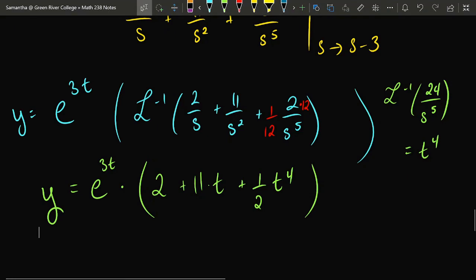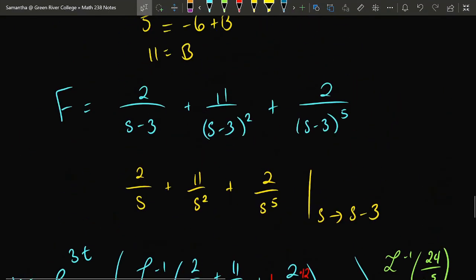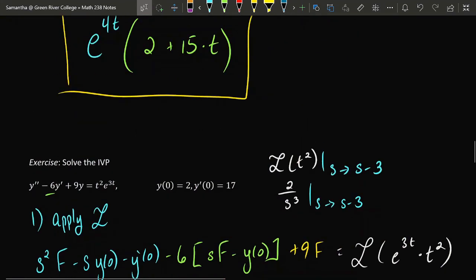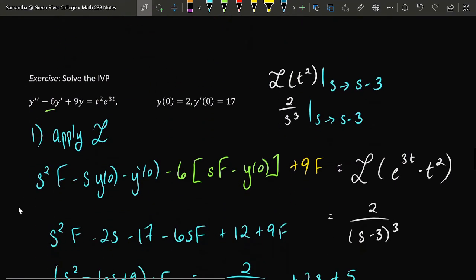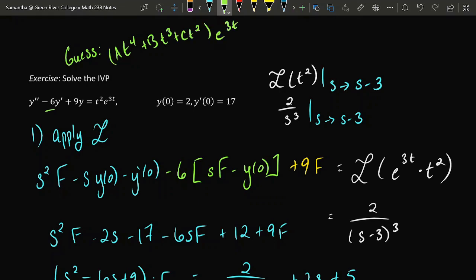Now this is a situation where I think that Laplace transform has a truly distinct advantage over the method of undetermined coefficients to solve this problem. It turns out that in order to use method of undetermined coefficients to find a particular solution, you would have to guess some monstrosity of the form (at to the 4th power plus bt cubed plus ct squared) quantity times e to the 3t in order to find the correct particular solution.